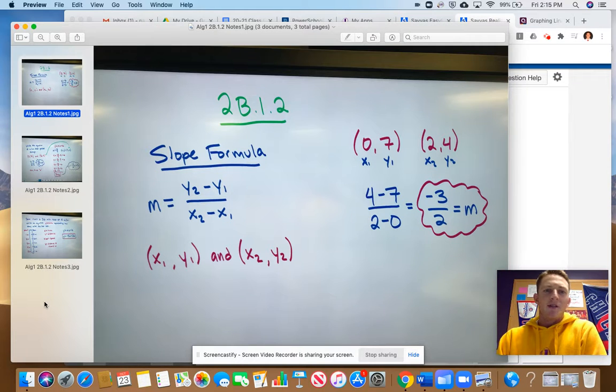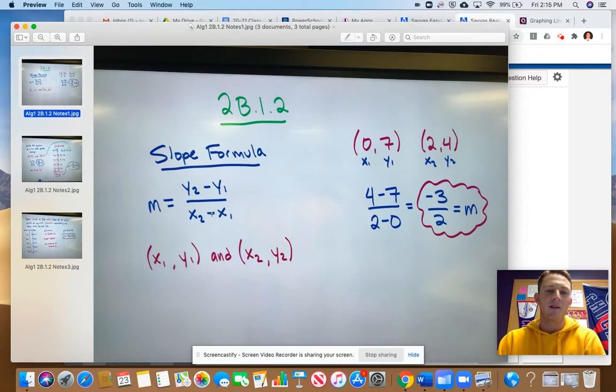All right, day 2 of chapter 2B.1. We have the slope formula today. So slope is represented by the letter m, the variable m, and we have y2 minus y1, so the second y value minus the first y value, divided by the second x value minus the first x value. So y2 minus y1 over x2 minus x1.